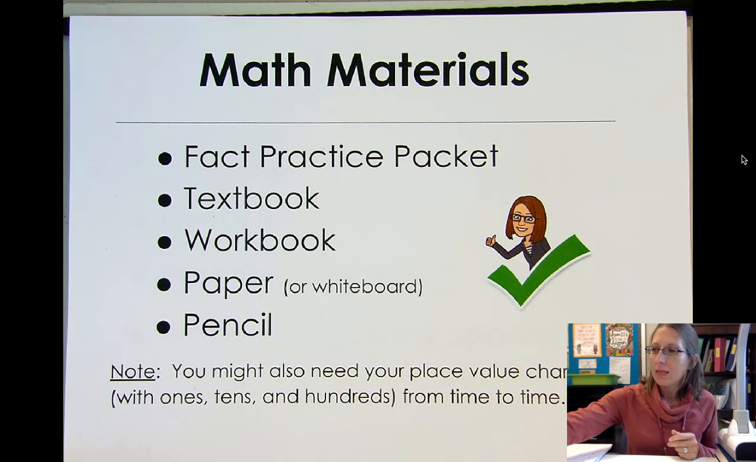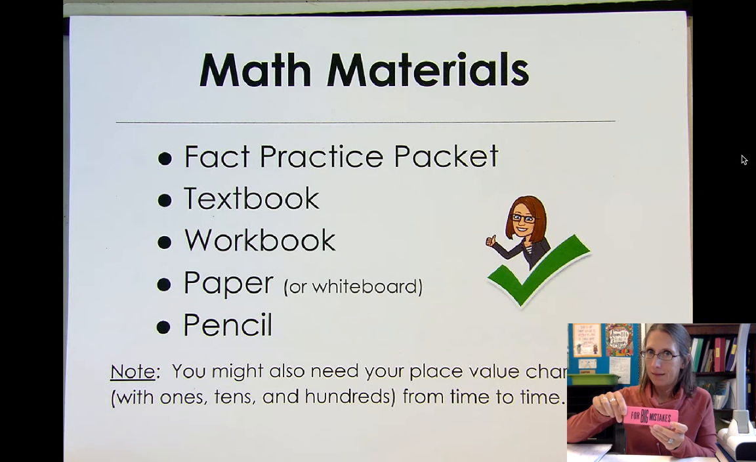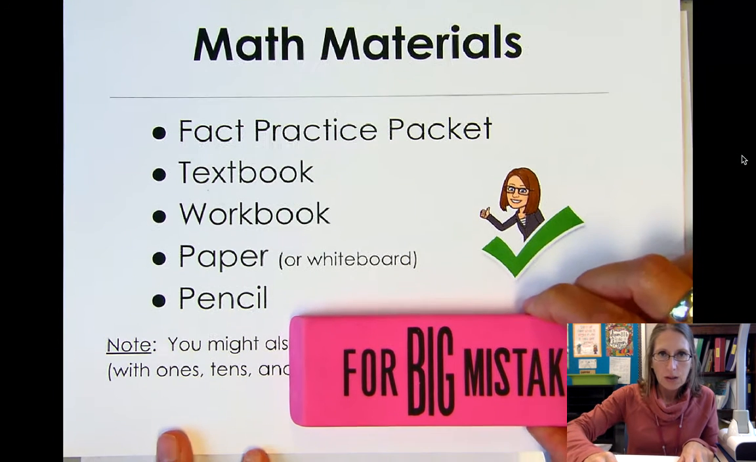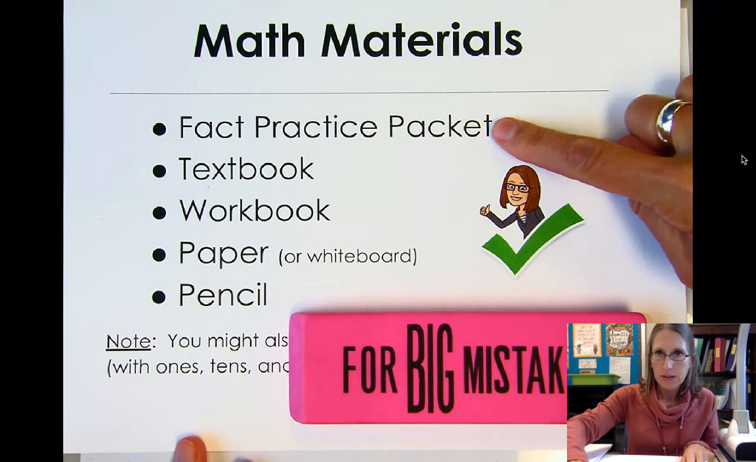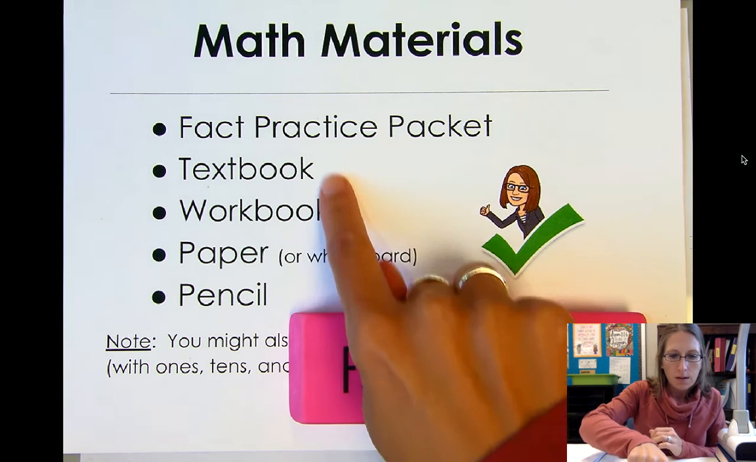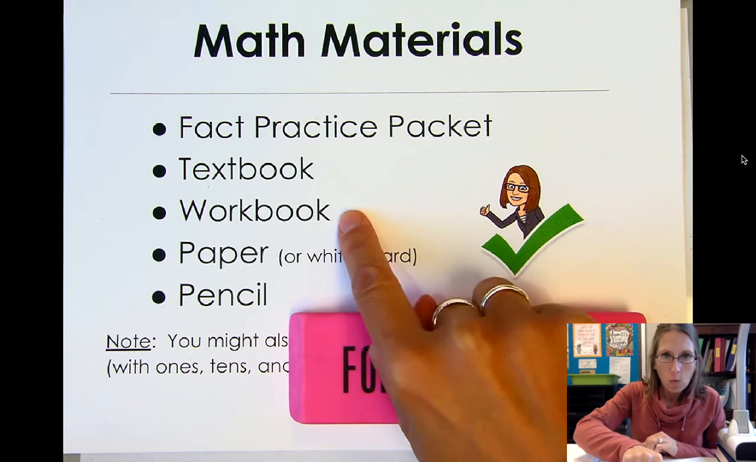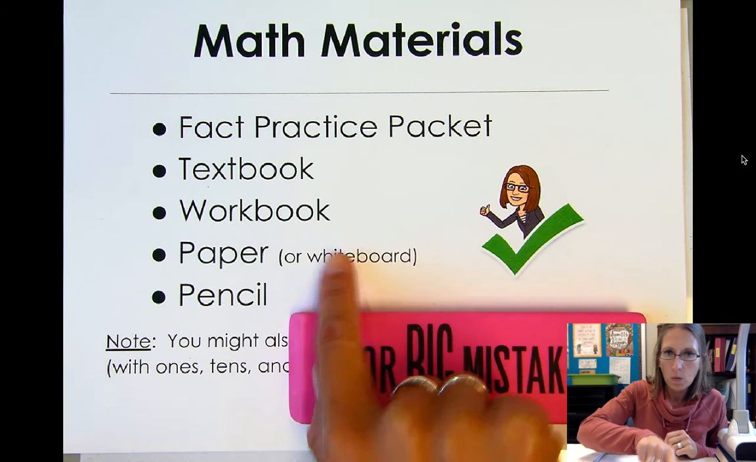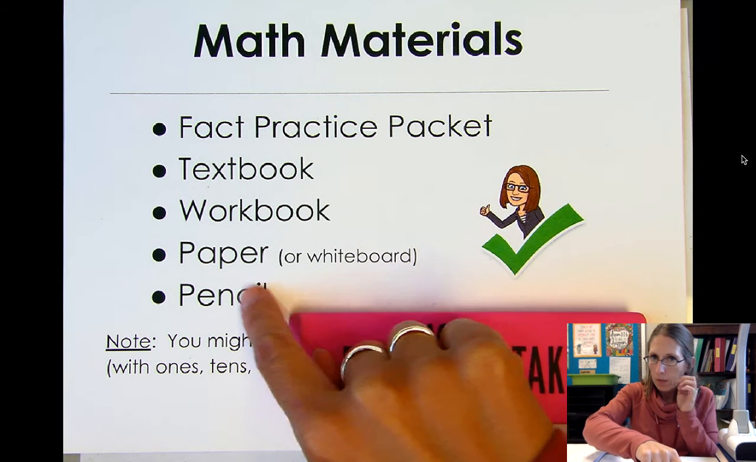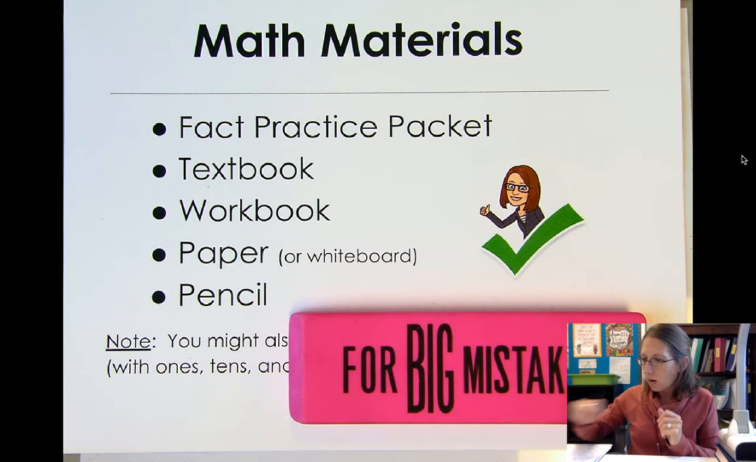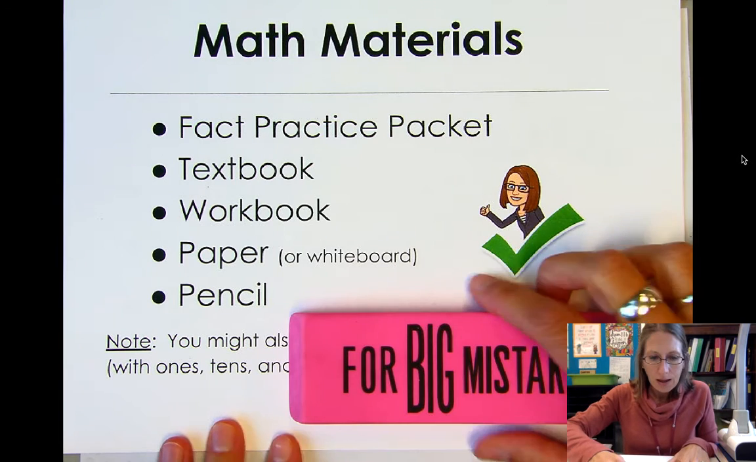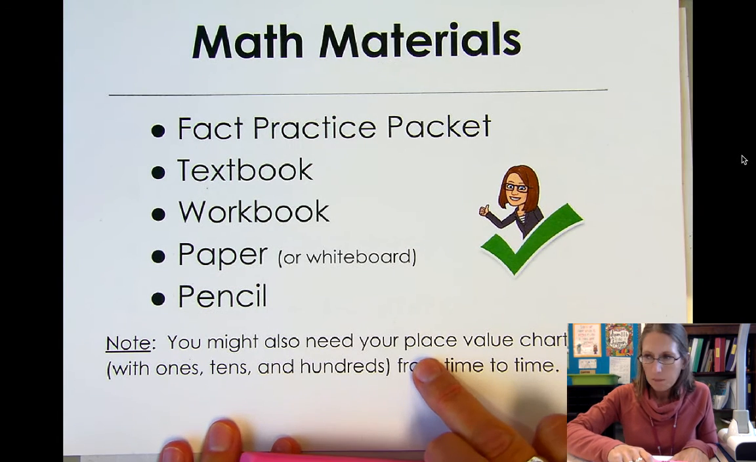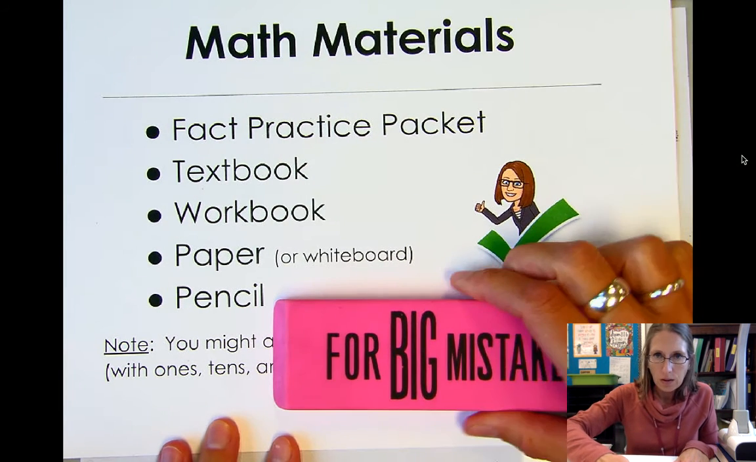All right, let's see. Are we ready for math? Got my big eraser. Alrighty. Do we have our fact practice packet? Got mine here. Textbook? Check. Workbook? Check. Paper, pencil, or whiteboard? Well, we still need our pencil to do our workbook, but if you want to use your whiteboard, I like to write on my whiteboard. And then sometimes we need our place value chart. Today we don't need our place value chart. We will need an eraser.